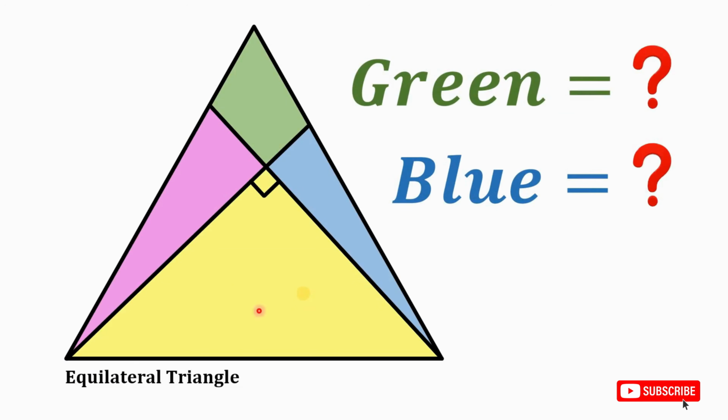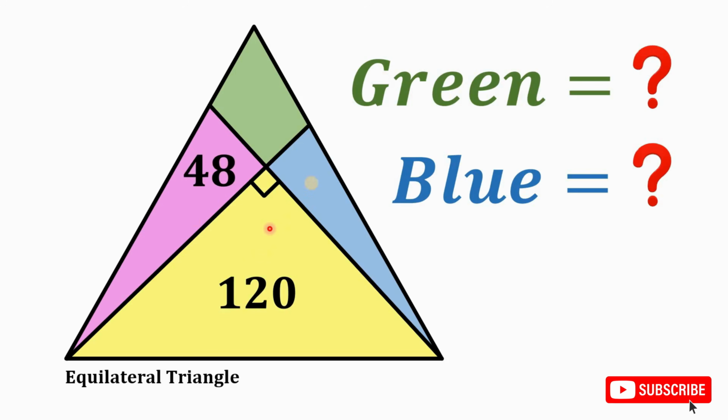Now the area of this yellow region is given as 120 square units, and the area of this pink region is also given as 48 square units. Now the question is, what is the area of this green region and this blue region?